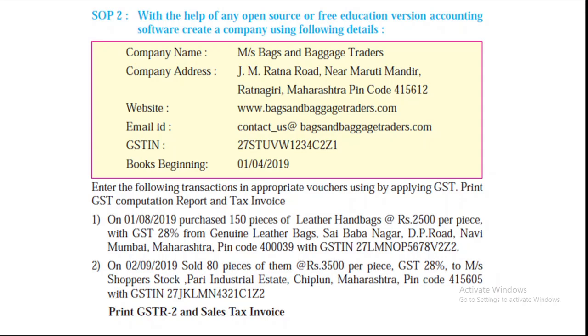In this practical we have to print GSTR2 and sales tax invoice after passing all the entries of both the transactions. Both the transactions are within the state, so we're going to need only CGST and SGST. So let's get started.